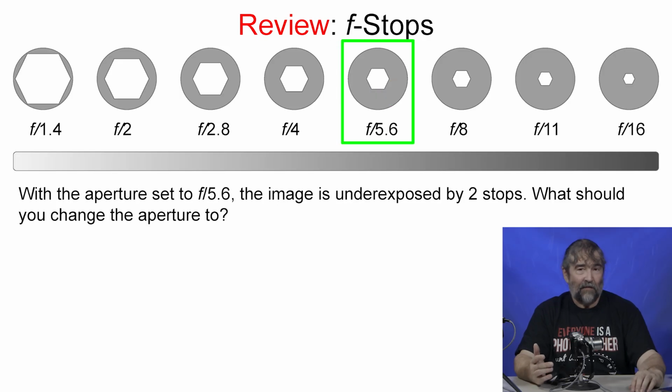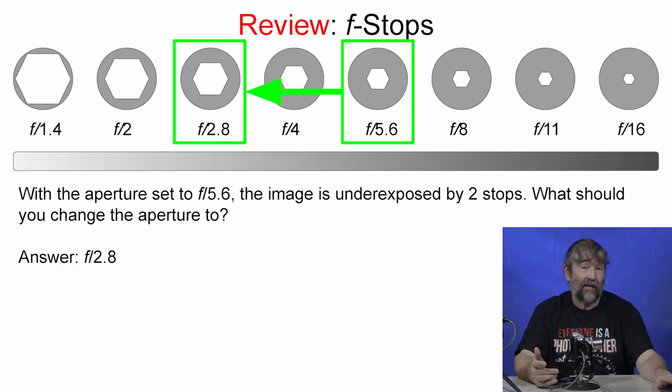Your iris is set to F5.6, but the image looks too dark, and it looks like it's about 2 stops too dark. How much do you have to open up? Where are you going to open up to make it look normal? Well, again, we need it to be 2 stops brighter. Brighter is a bigger hole. It's moving to the left on this chart, so we're going to end up at f2.8.